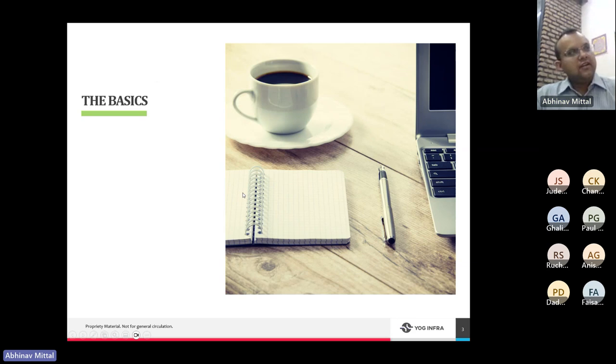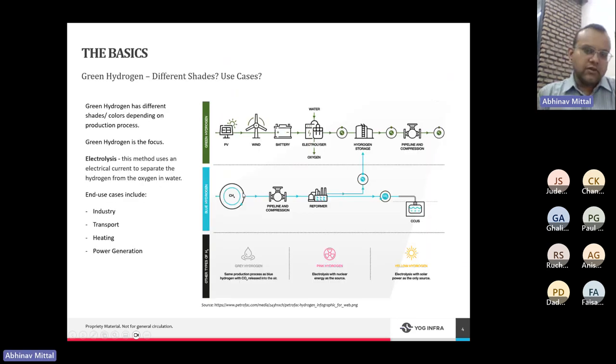Okay, let's move on. So talking about a little bit of basics before we go into the details. Most of you in the room would be aware that green hydrogen may have different shades or different colors, as we call it. Here in this session, the focus is really on green hydrogen. So you see green, blue, other types of hydrogen here. We are focusing on hydrogen which is produced from renewable energy, either through PV, wind, battery. And then you have an electrolyzer in place, which produces hydrogen, which can then be either stored or transported through pipelines or other modes of transport towards the end use case. The end use cases may be industry, transport, heating, and power generation.